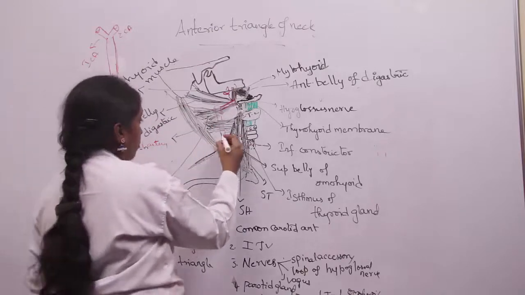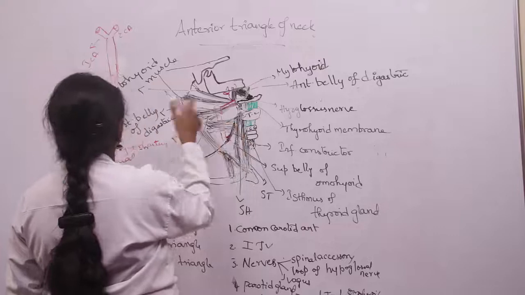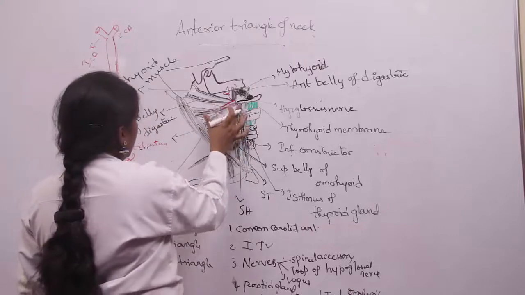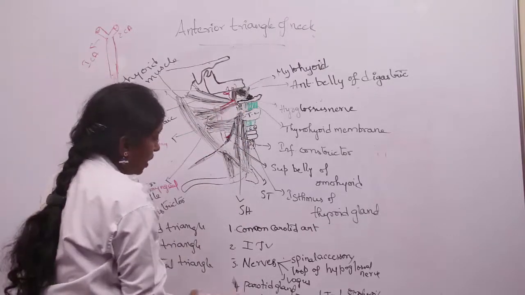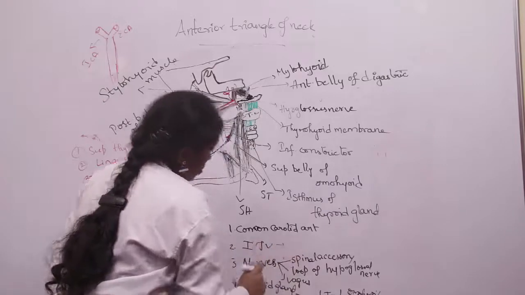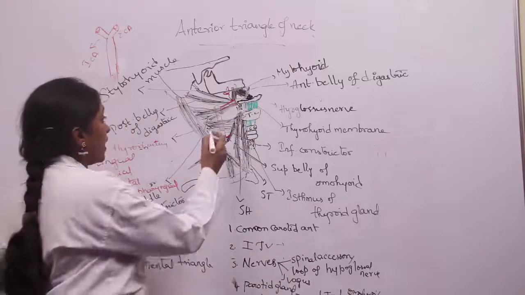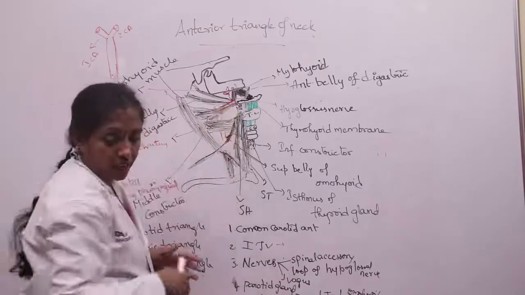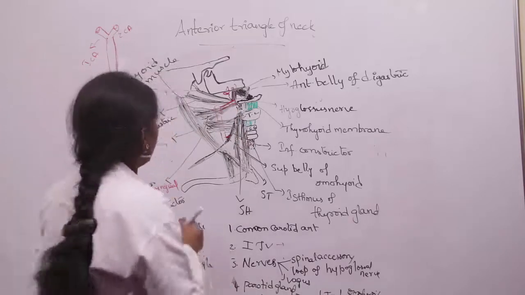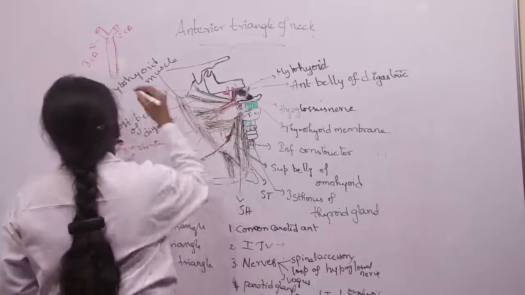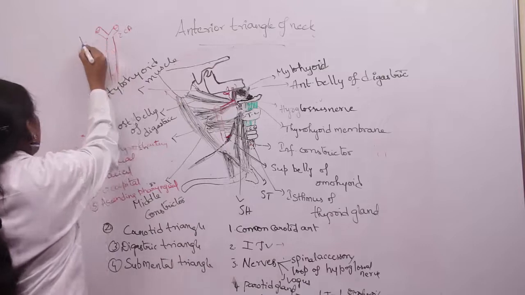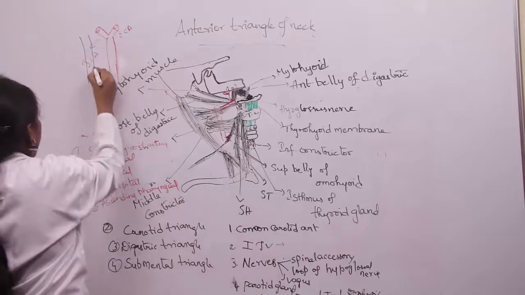And coming to the, after the external carotid artery, we can see the internal jugular vein here. The internal jugular vein lies lateral to the common carotid artery.